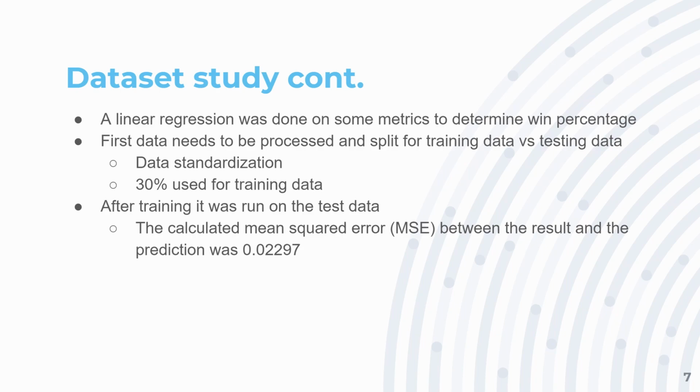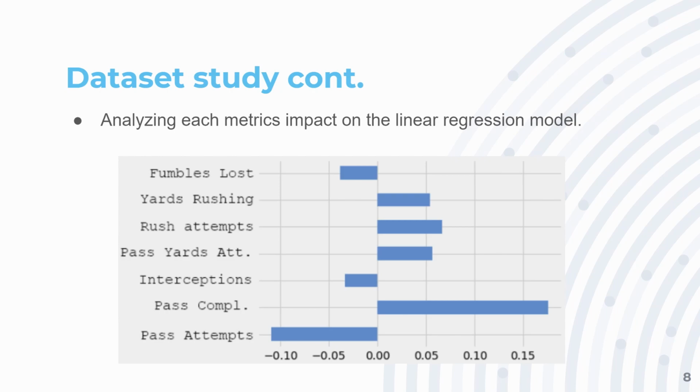The result of the linear regression was a calculated mean squared error of 0.02297. This is a fairly accurate representation of the winning percentage. Looking closer, though, at the metrics that we used to train the linear regression, there's some interesting things you can find out. So, pass attempts, as it increases, actually has a more negative effect on win percentage.